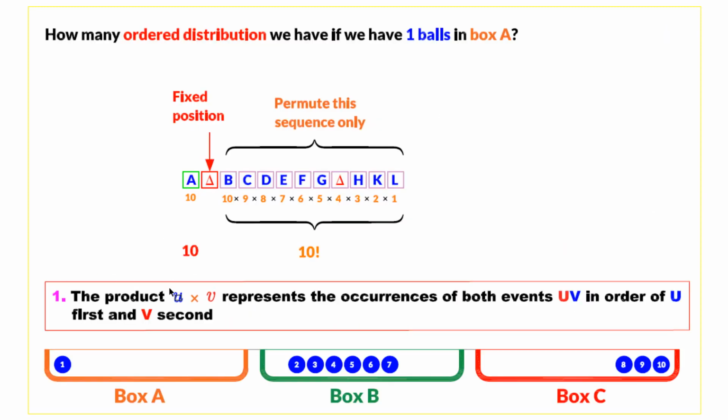So here we have set U with 10 elements and set V with 10 factorial elements. To know the number of ordered sequences which belong to U first and V second, we have to multiply these elements together in the order of U first and V second, and we get 36,288,000 possible distributions for our case.